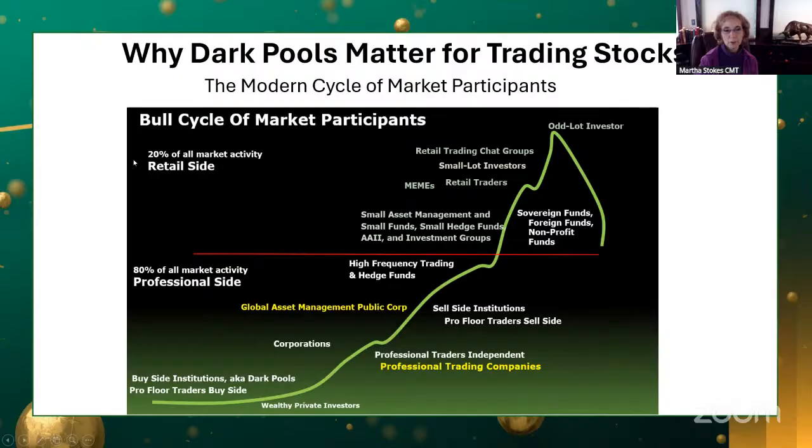This is the retail group. Only 20% of all the activity is on this side. And it's a whole bunch of different types of groups of people. 80% is on the professional side. And this is where you need to pay attention. High frequency traders trade on the public exchanges. All of these groups do not.